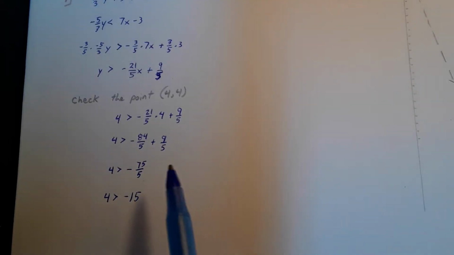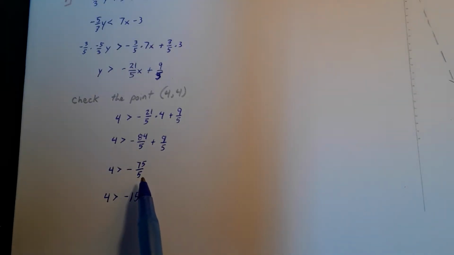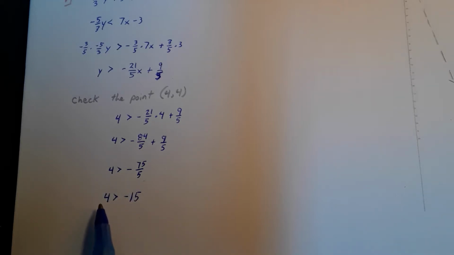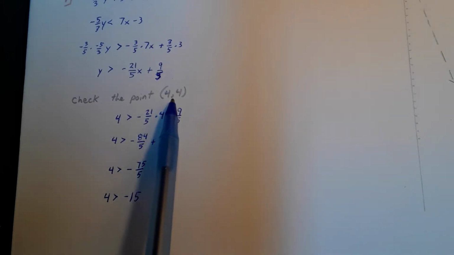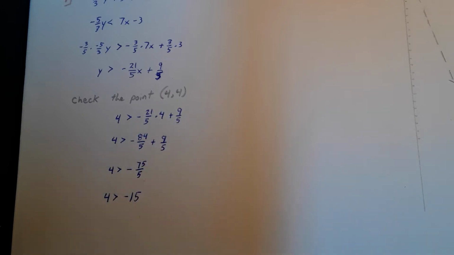As we simplify our fraction -75/5, we have -15. 4 is greater than -15, and we could have seen this from the fact that we had a negative number here, but it is clear to have the integers here. So 4 greater than -15, that is true. So we want to shade the point 4 and its neighborhood.